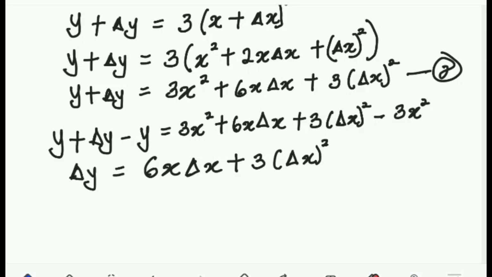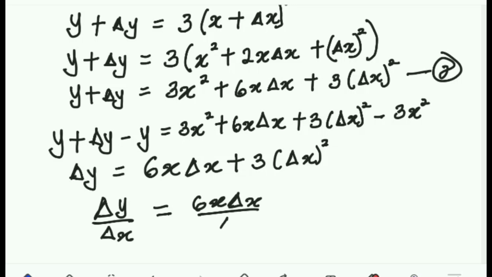Now at this point, remember that our gradient is change in y with respect to change in x. In order for us to get this, remember it says with respect to x, we'll need to divide both sides by change in x. So divide both sides by change in x: 6x change in x plus 3 change in x all squared, all of this divided by change in x.